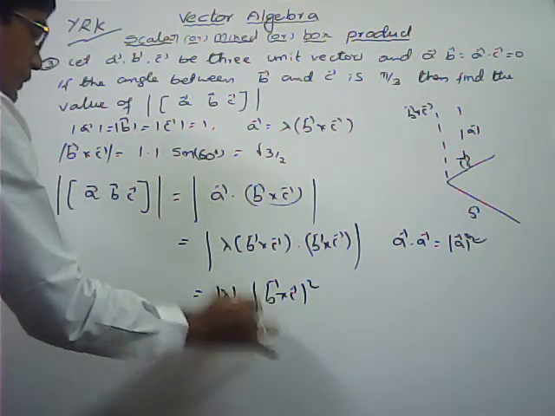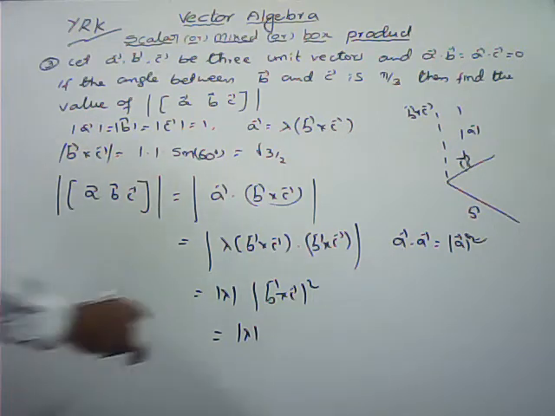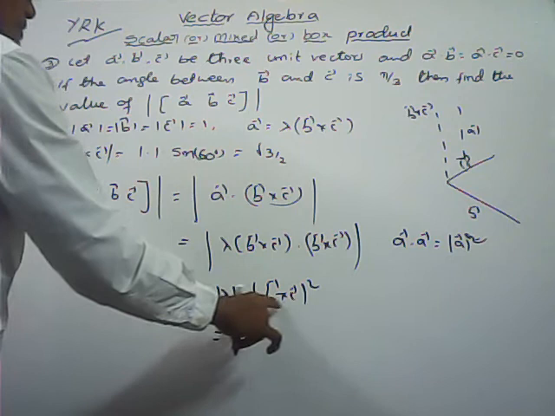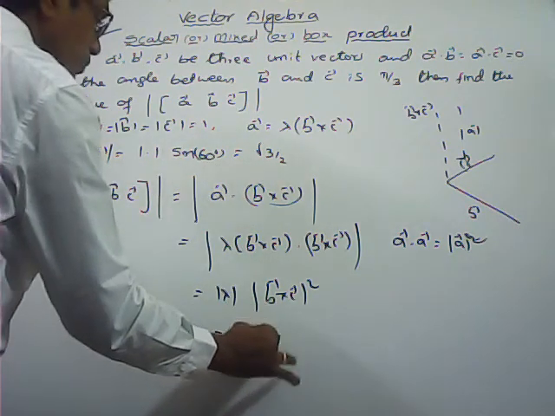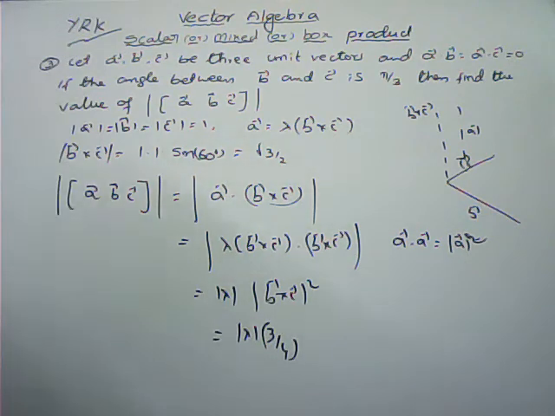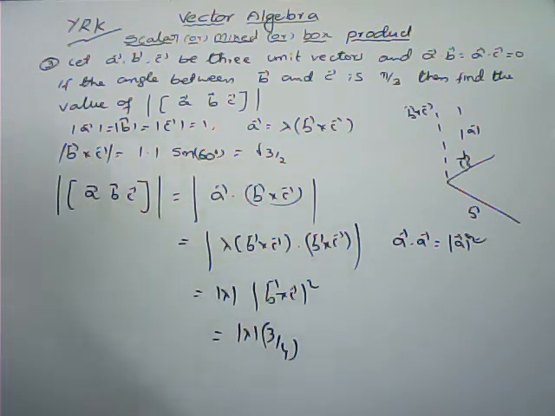Modulus of lambda into, now, modulus of B bar cross C bar we already got, that is root 3 by 2, so 3 by 4 we can write here as its value. Here we got modulus of lambda into 3 by 4, root 3 by 2 whole square, that is 3 by 4.